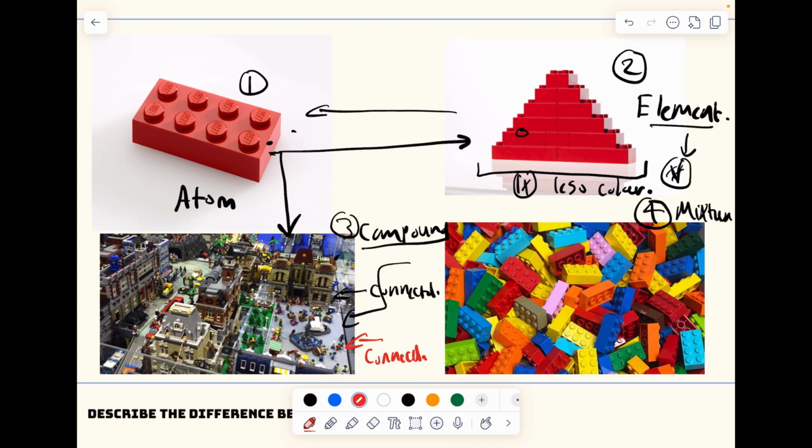Here, if we look at mixtures, look at the pieces. They're not connected together. They're not bonded together. I can just pick this piece out if I wanted to. I can pick this piece out if I wanted to, without any of my energy being used up.